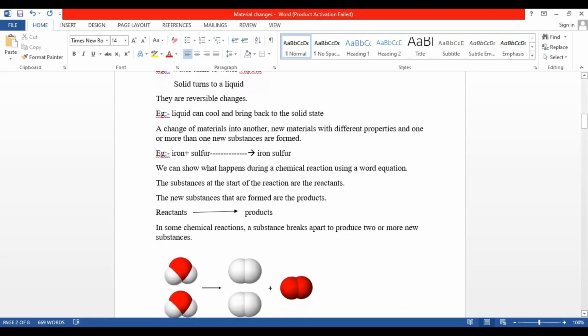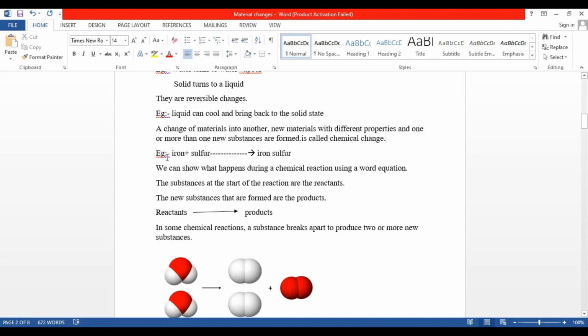Now we will see what are the chemical changes. A change of materials into another new materials with different properties, where one or more than one new substances are formed, is known as chemical changes. This is the chemical change. During these changes, the things are changing and new things are forming. That is the way of the chemical changes.